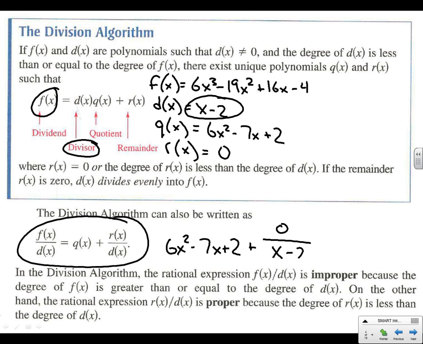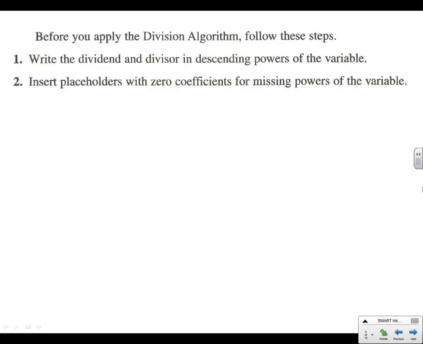0 over x minus 2. Didn't have to write that part because it was 0 on top, and so wouldn't really matter anyway. But if you do have a remainder, that's how you would write the fully complete answer when you divide all the way through using long division. Okay? All right, so let's move on here.